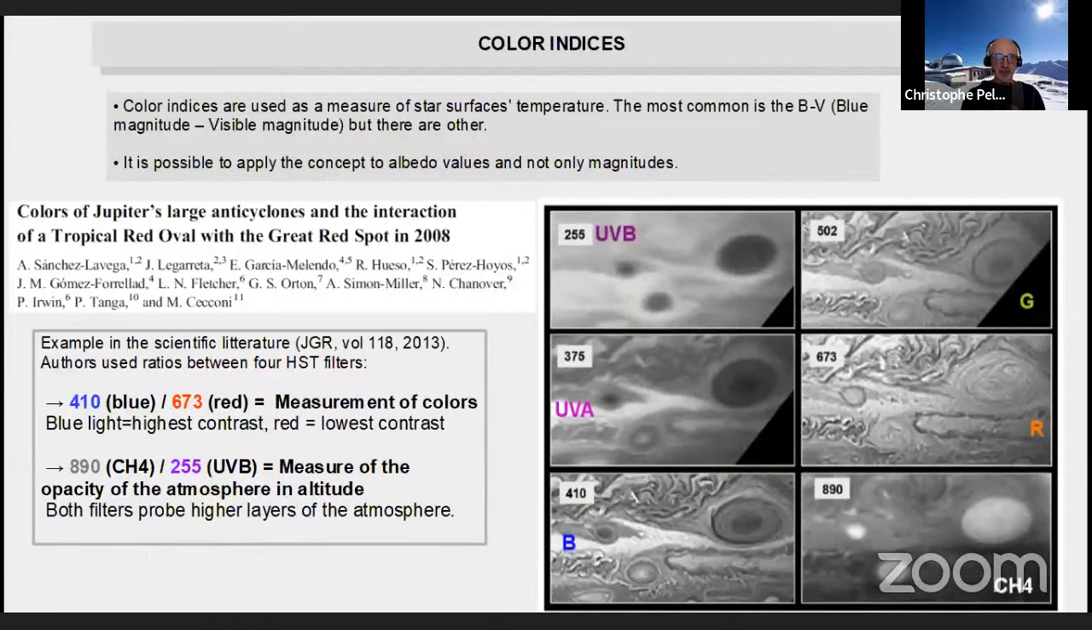Now I am going to end this talk with color indices. The color indices are used as a measure of star surface temperature. The most common is blue magnitude minus visible magnitude. It is possible to apply the concept to albedo values and not only magnitude. So here you can see an example taken from the scientific literature.